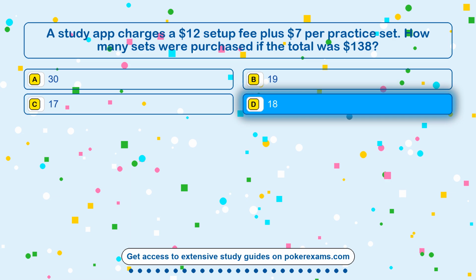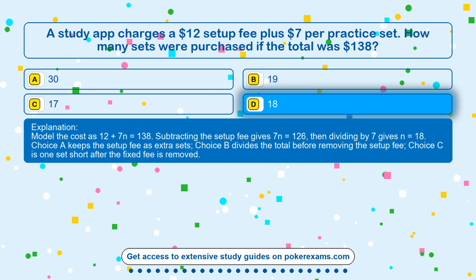The correct answer is option D, 18. Model the cost as 12 + 7n = 138. Subtracting the setup fee gives 7n = 126, then dividing by 7 gives n = 18. Choice A keeps the setup fee as extra sets, choice B divides the total before removing the setup fee, choice C is one set short after the fixed fee is removed.